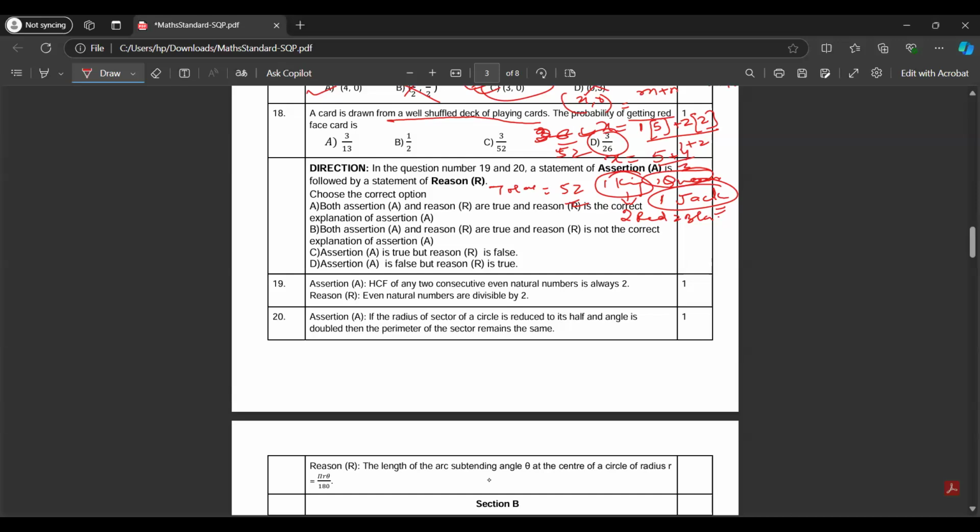Okay. Now see, HCF of any two consecutive natural numbers is always divisible by 2. Yes. And even natural numbers are divisible by 2. Correct? So it means both assertion and reason are true, and it is the correct explanation. Right, beta?